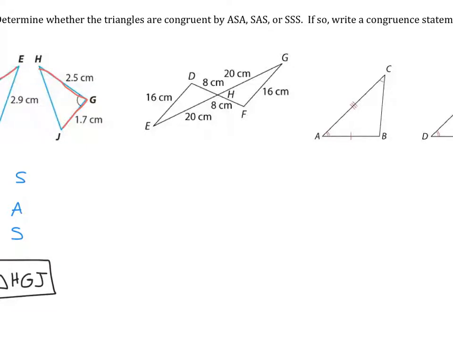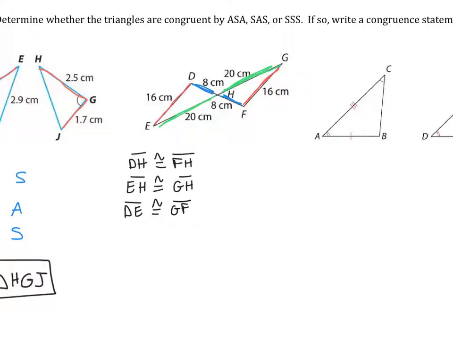So here I see a lot of information about the side lengths. I actually see 3 side lengths here and 3 side lengths here. So here we can say, okay, I see that DH is congruent to FH. They're both 8 centimeters. And I see that EH is congruent to GH. So I see that these are both 20 centimeters. And then I see that DE is congruent to GF. They're both 16. So let me actually do colors for the corresponding sides because it's a little bit hard to tell with all these numbers.